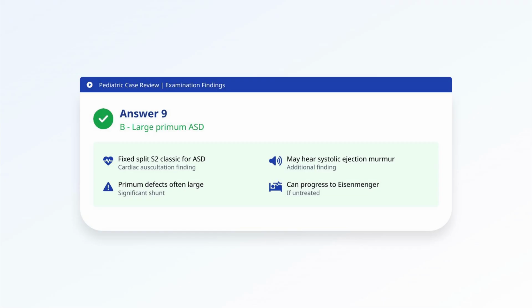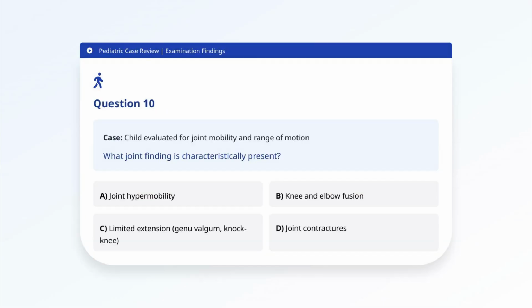Fixed split-second heart sound is classic for atrial septal defect. A systolic ejection murmur may also be heard. Primum defects in Ellis Van Creveld syndrome are often large and can progress to Eisenmenger syndrome if left untreated, requiring early intervention. A child with Ellis Van Creveld syndrome is evaluated for joint mobility and range of motion.